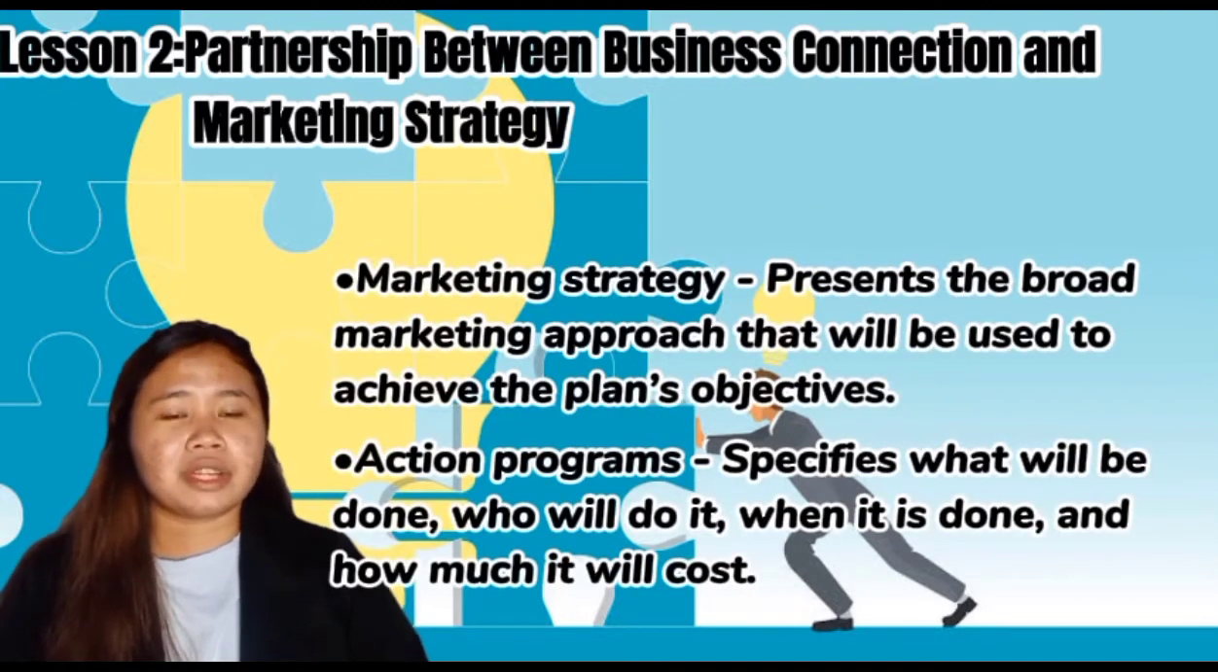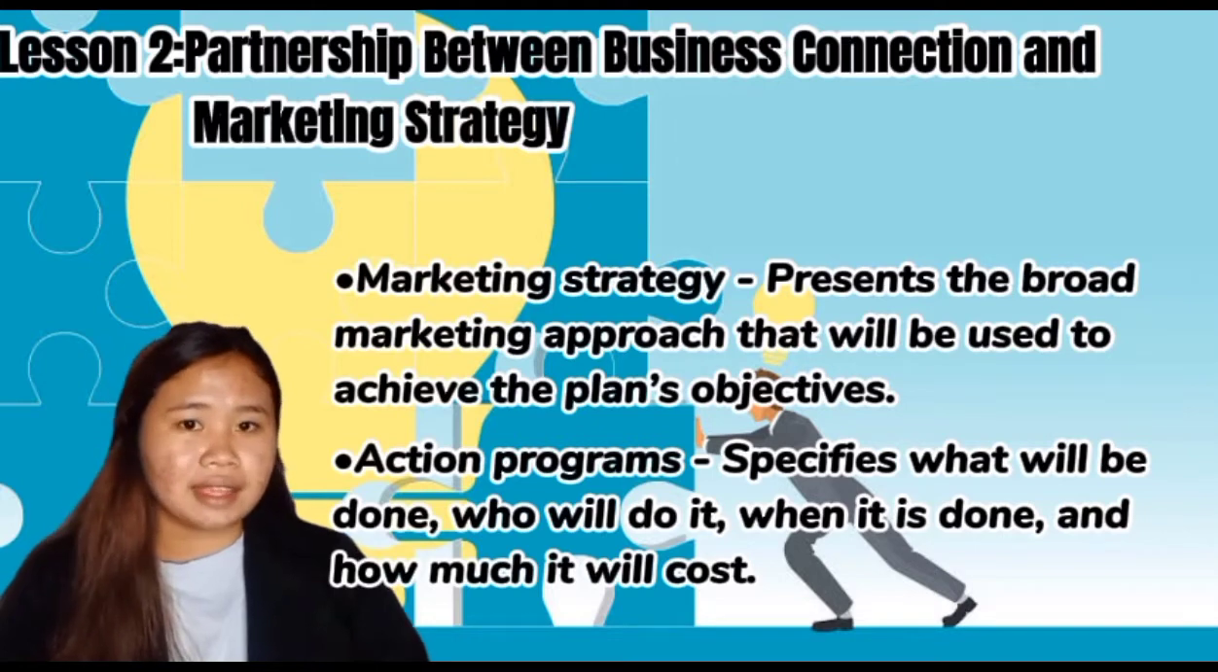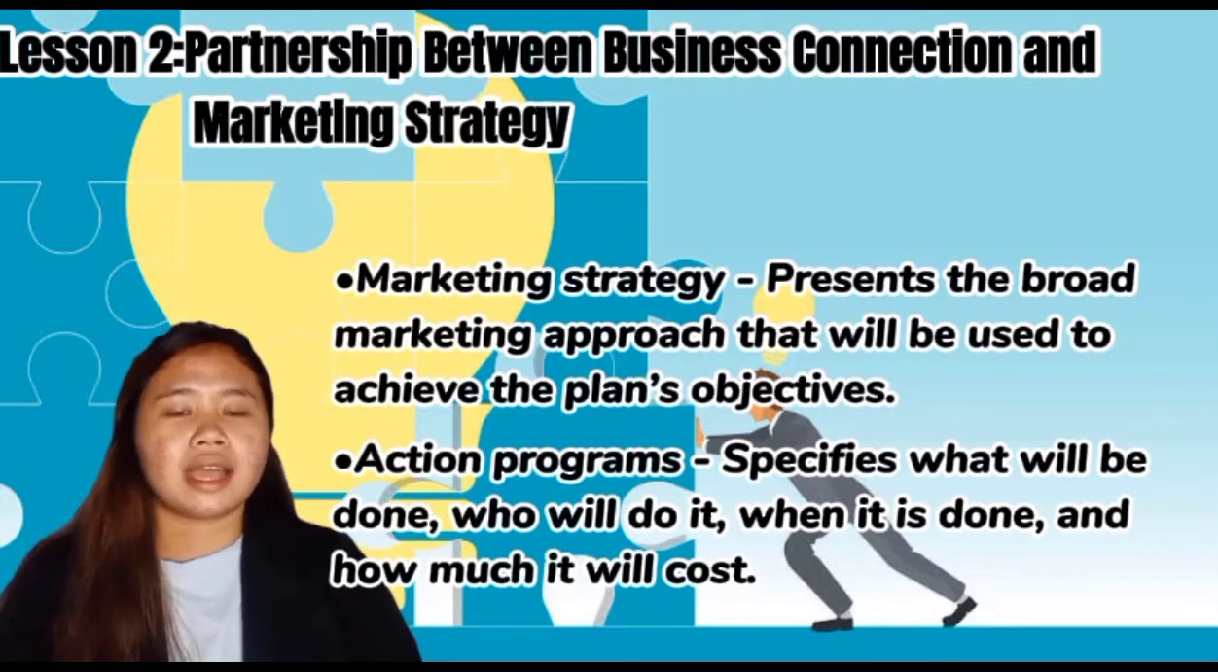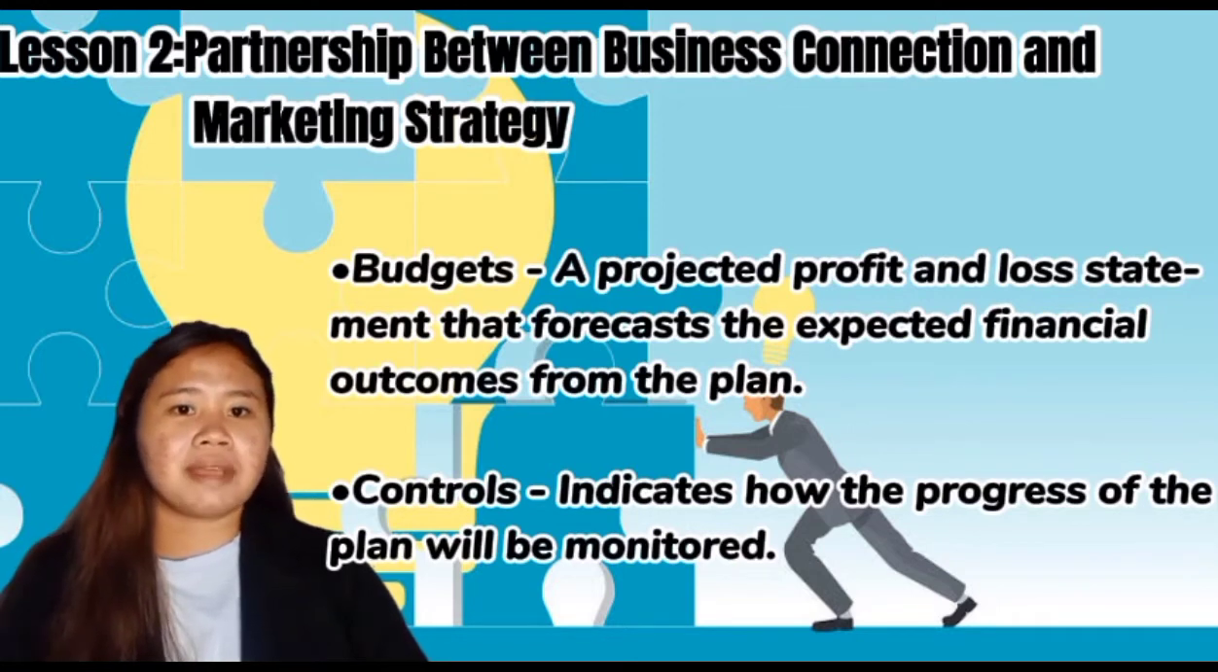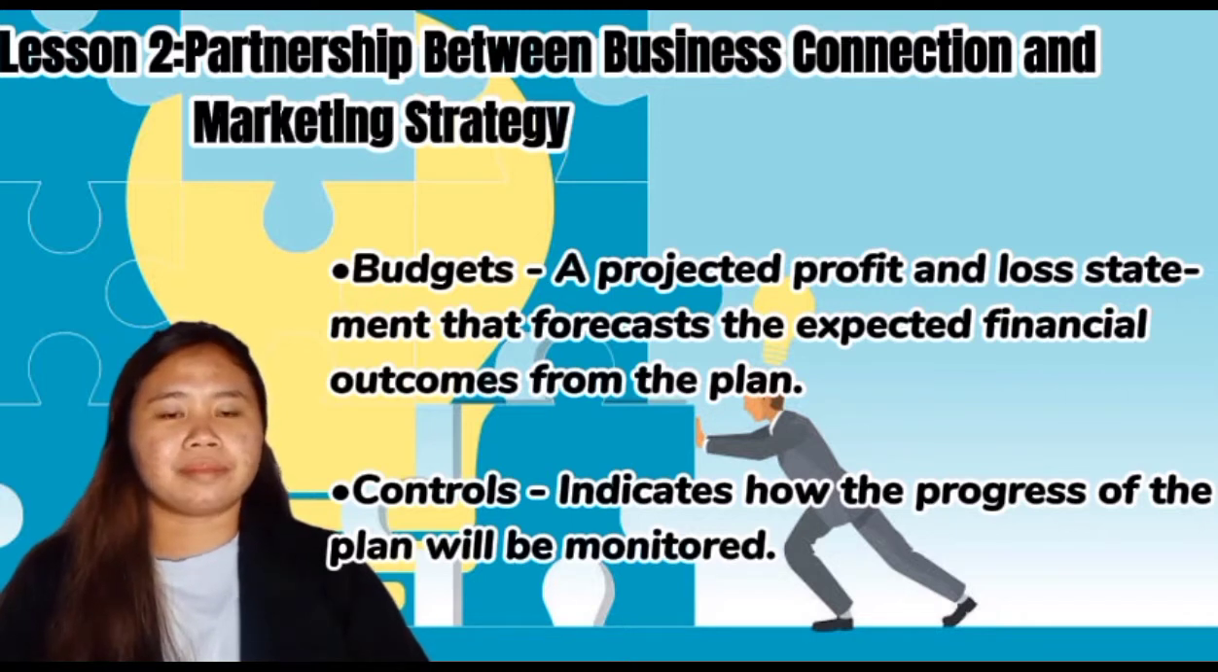Marketing strategy. Present the broad marketing approach that will be used to achieve the planned objectives. Action program. Specifies what will be done, who will do it, when it is done, and how much it will cost. Budget. A projected profit and loss statement that forecasts the expected financial outcomes from the plan. Controls. Indicates how the progress of the plan will be monitored.